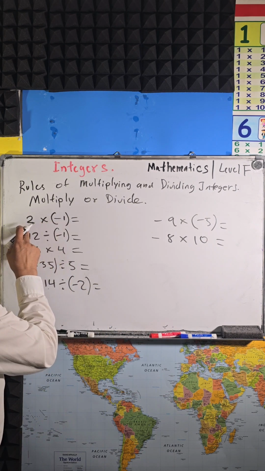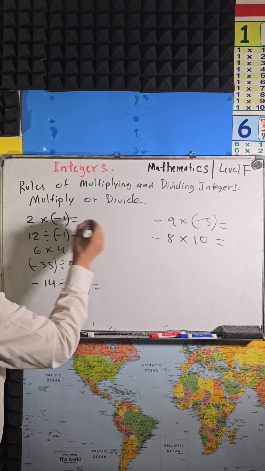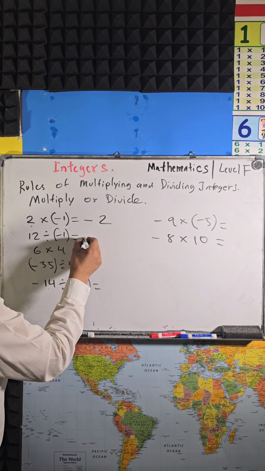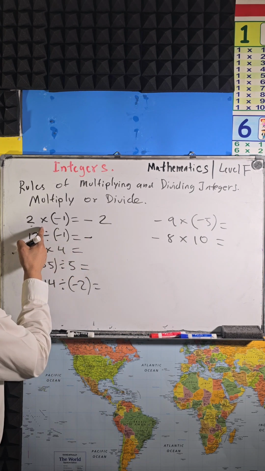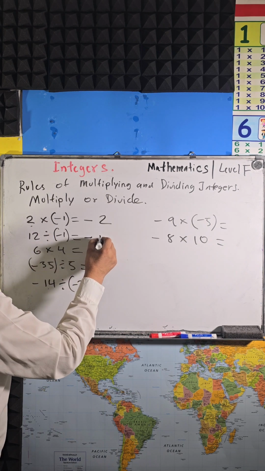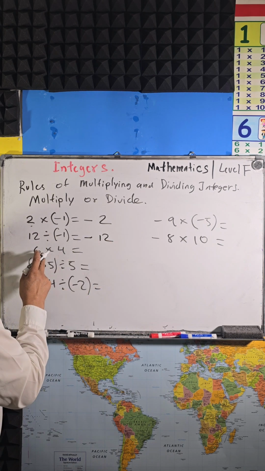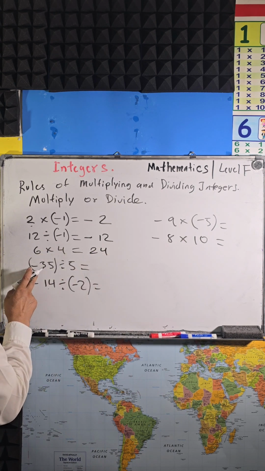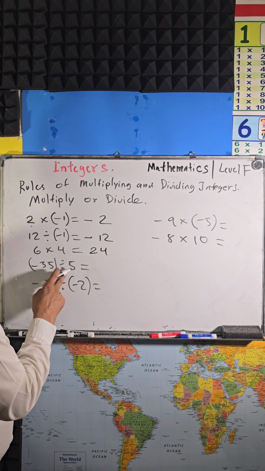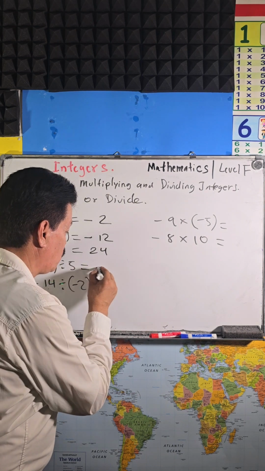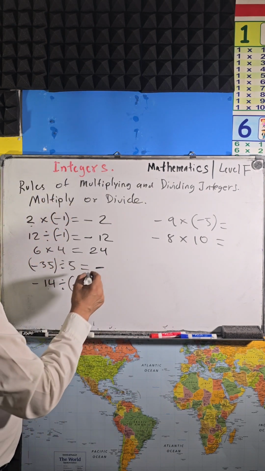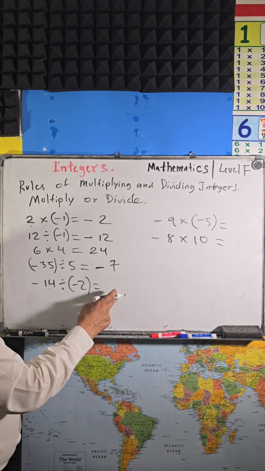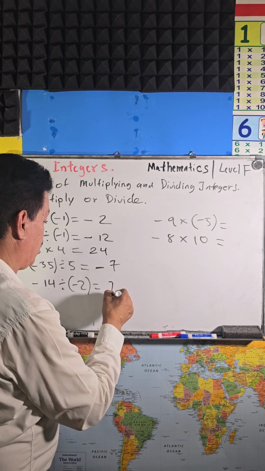Positive times negative is going to be negative. So 2 is equals 2. Positive times negative is going to be negative, but it's divided. 12 divided by 1 is 12. Positive times positive is 24. Positive. Negative 25 divided by 5, then the answer is going to be negative here. So 7. Negative divided by negative is positive the answer. So then it's 7 right here.